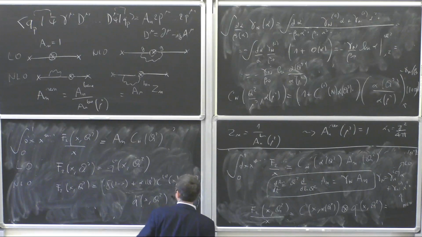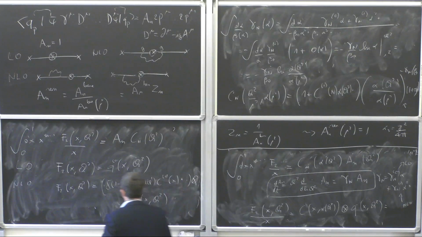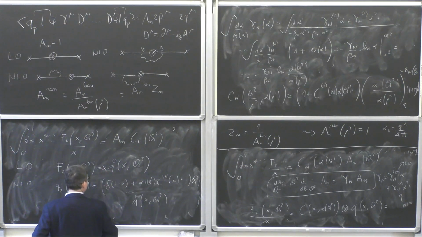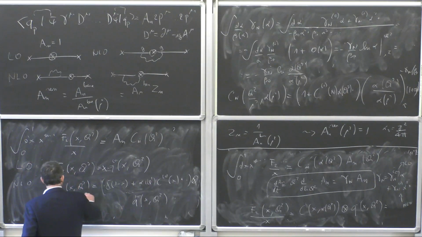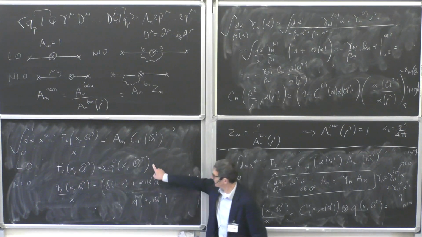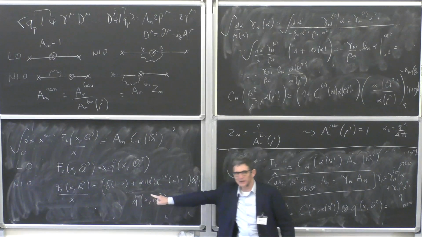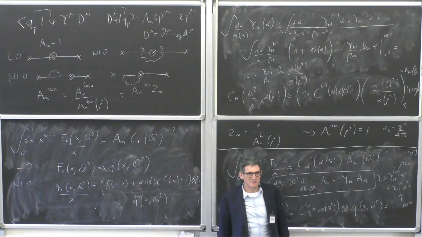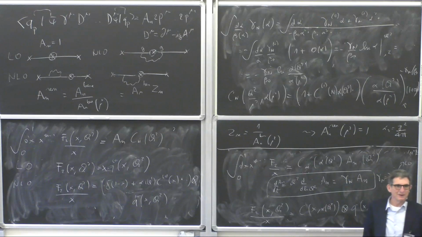The 1 over x in F2, yes, you're right, sorry. Here I lost it, so here there is x. And here, I guess it's better to have it here. This is really easy, and then here I want to have it on the left-hand side, because otherwise it's a mess with the convolution.